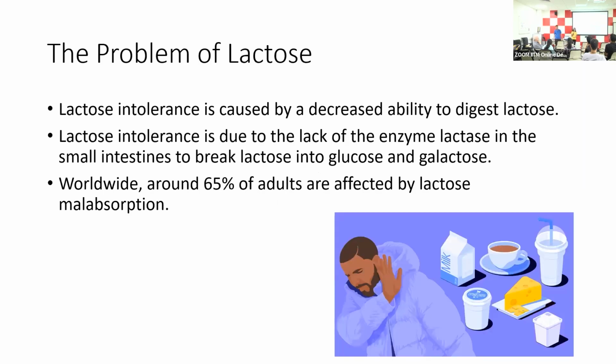So coming to the problem statement that we've taken. Lactose intolerance is a very prevalent thing that is found around the world. Around 60% of the adult population is affected by lactose intolerance. Lactose intolerance essentially means that there is a decreased ability in the gut microbiome to digest lactose. And it is basically caused due to the lack of the enzyme lactase, which is involved in the breakdown of lactose into glucose and galactose.